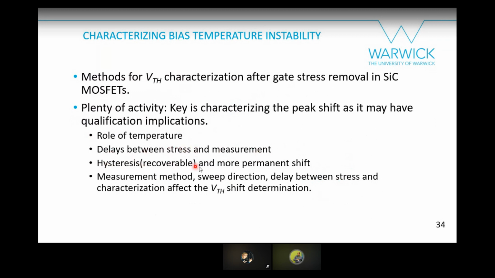You have the hysteresis, which is recoverable, and the more permanent shift. Which one do you worry more about, which one is more application relevant? There's a lot of work ongoing on those topics. And then the measurement method affects the threshold voltage measurement, also the sweep direction, and the delay between stress and characterization. So there are a lot of variables that will affect your threshold voltage measurement in this kind of tests.